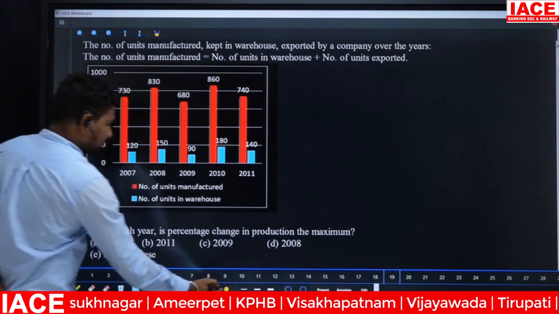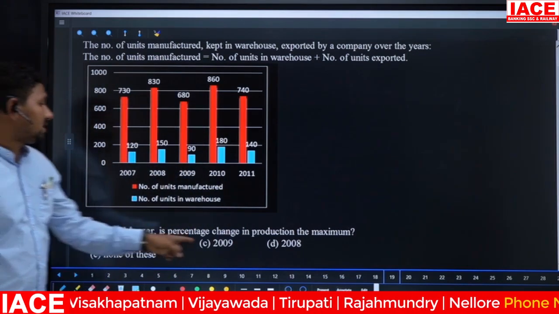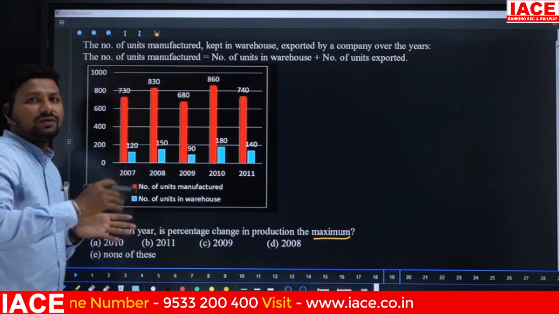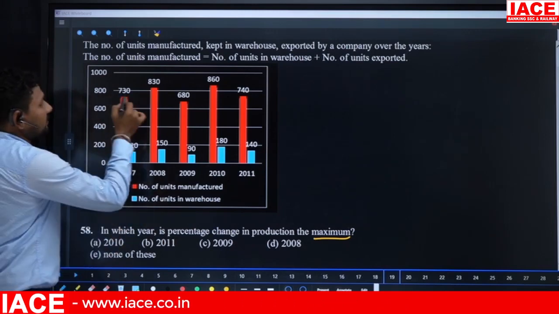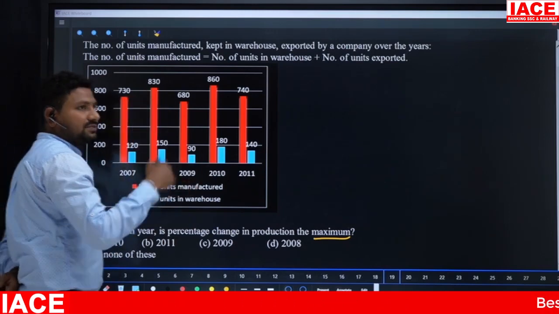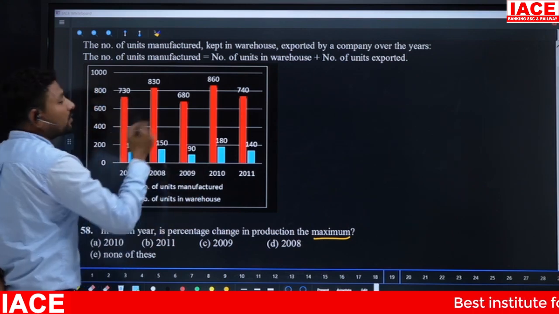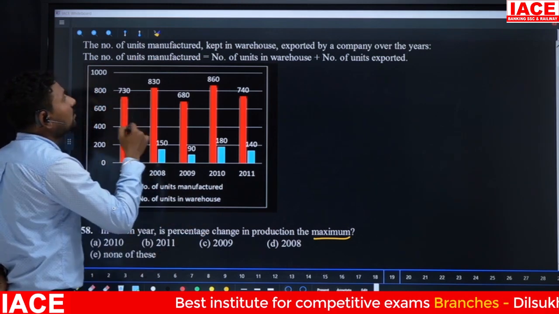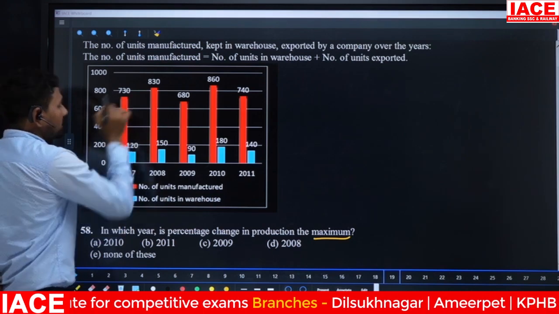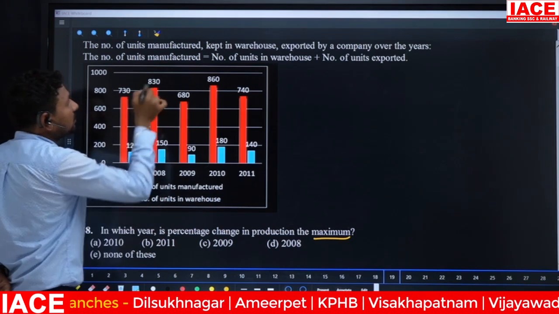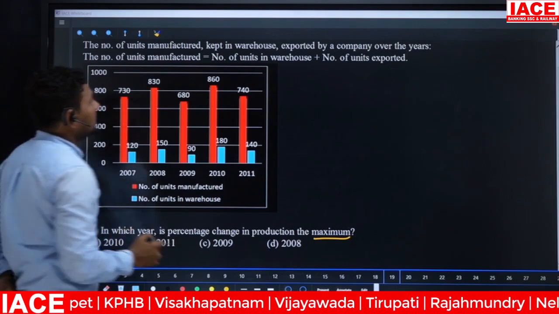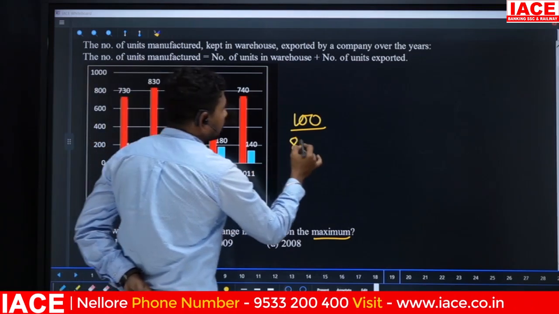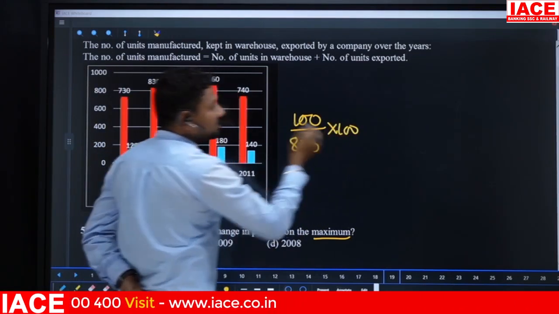Look at the first question here. In which year is the percentage change in the production the maximum? We need a maximum value. Maximum value means percentage change. You should go for the upper graph. Upper graph means 730 becomes 830. No need to think about the exported value or kept value or left value. Only the production value. How much exported? Not required. How much kept there is not required. Just how much produced. Then in 2007 the produced value is 730, in 2008 it is 830. So 730, 830, how many products are produced extra? 100 out of 830. We need percentage change, which means we should multiply by 100.